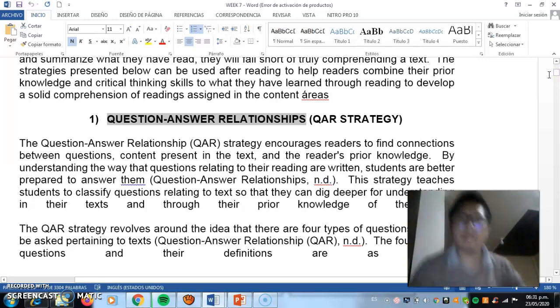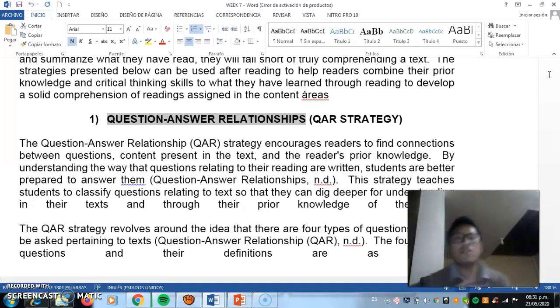This strategy is very interesting because after the teacher provides a test and after students read, the teacher will make a question. This question will be in 3 parts. The first part is right there. It means that it will be a question that the student is going to read and he will find the answer specifically right here in the test. So the answer is in the test.